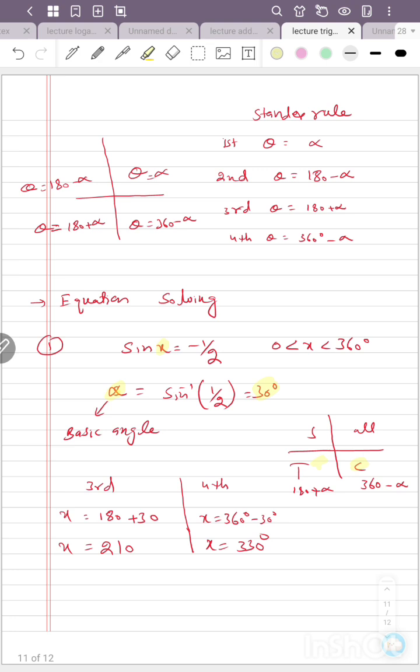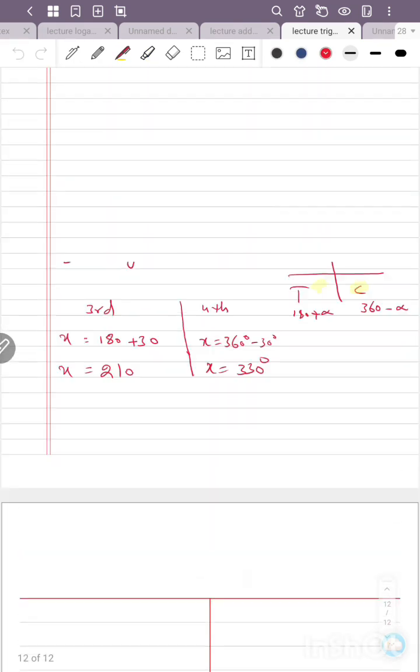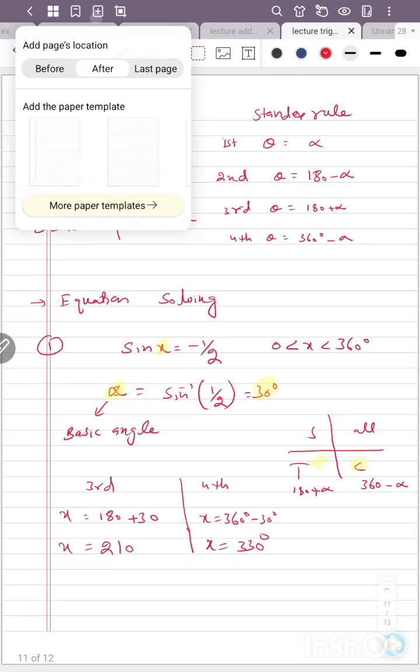Okay, I think you have to completely understand this question. Now we have to move forward and practice more of these types of questions.